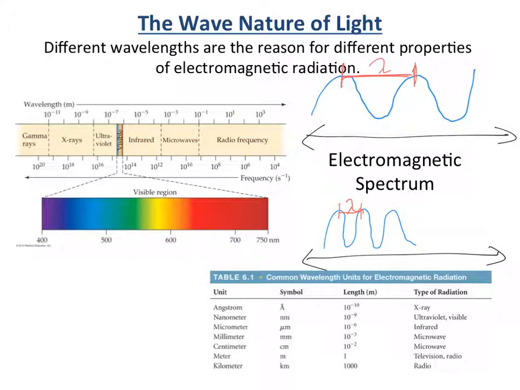So the smaller the wavelength, the greater the frequency, the more cycles per second. So we can see that as the frequency increases, you're going to get to higher and higher levels of electromagnetic radiation. That's why gamma rays and X-rays and ultraviolet rays are worse for you than something like a radio frequency.